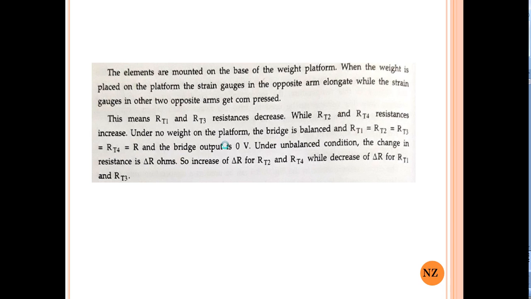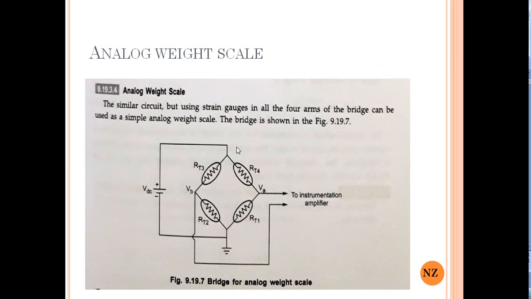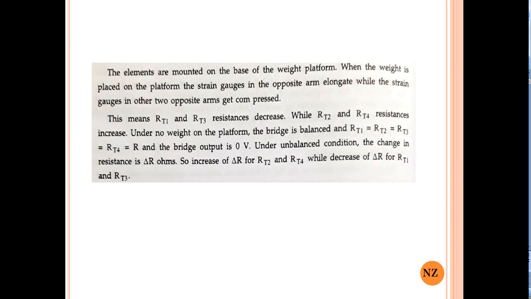And now the output of the bridge will be equal to 0. So there is no unbalance here. So the output of this bridge will be 0, thereby the output of the amplifier will also be 0. But now if there is some unbalanced condition, if you apply some weight, there is an unbalanced condition. So the change in that resistance is denoted as delta R. So that change in resistance will reflect in the output of the amplifier.